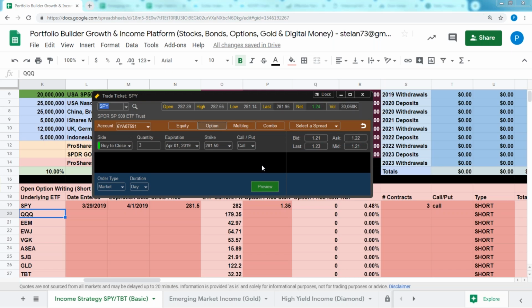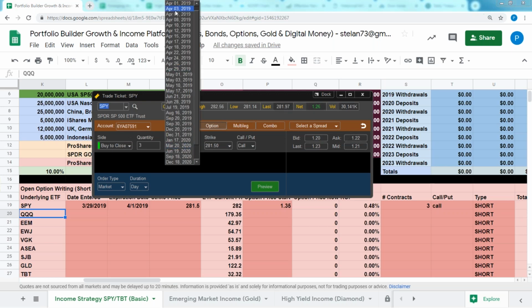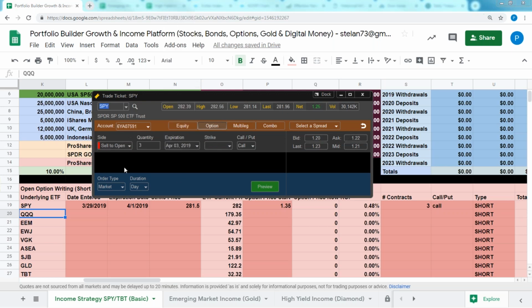Okay, now a lot of people want to know, well, why don't you just let it expire worthless? Well, the catch with that is you're not going to make rent overnight. You know, we want to rent out these shares every waking day. So we're happy to take a 98% profit instead of a 100% profit in that scenario, because we want to write a new covered call. So, all right, we close that. What do we do next? We go to the next expiration date and we sell to open.